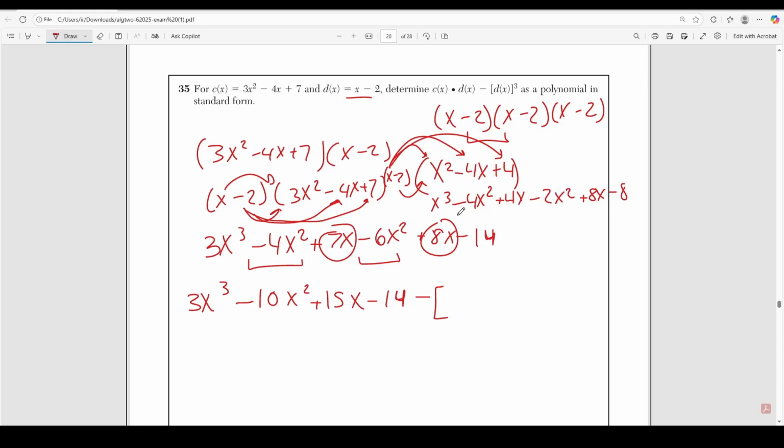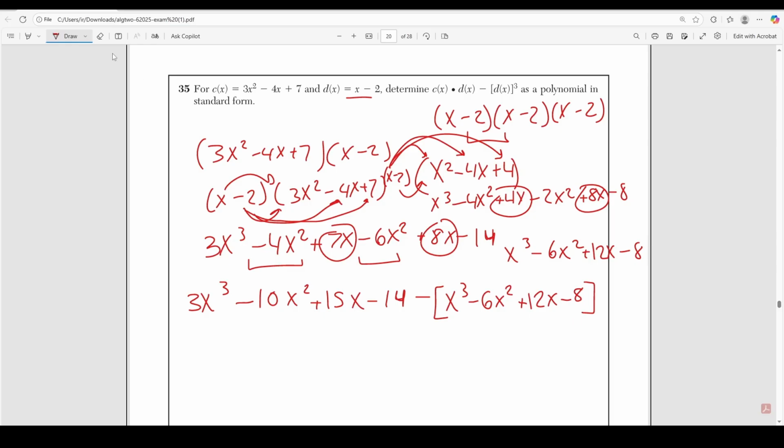So now let's combine like terms. So negative 4x squared and negative 2x squared. Negative 4x squared minus 2x squared is going to be minus 6x squared. And then positive 4x plus 8x is positive 12x. And then we'll slap on the minus 8. So here we have x cubed minus 6x squared plus 12x minus 8.